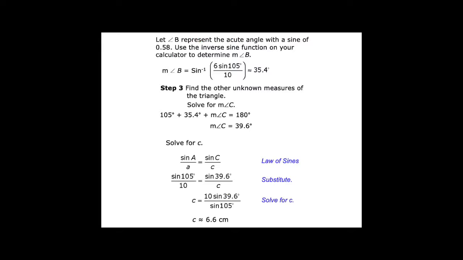And let angle B represent the acute angle with a sine of 0.58, and use the inverse sine function on your calculator to determine the measure of angle B. And so when we do that, our measure of angle B is 35.4 degrees. And then step 3, we need to solve for the measure of angle C, and that will be 39.6, and then solve for c using this formula, and then when you write it all out, you get c equals 6.6.